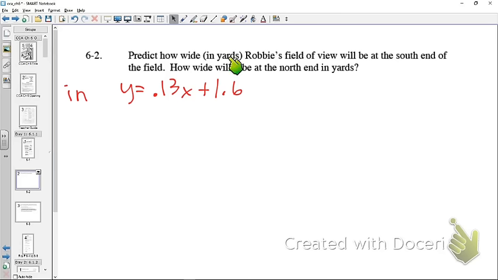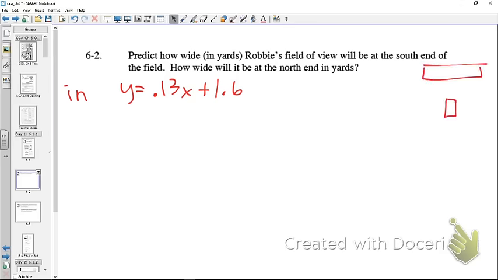So what you need to do is convert what we have in terms of the picture into inches. So right now, if we predict how wide in yards Robbie's field of view will be at the south end of the field, I'm going to draw a quick picture here. Here's the tube.